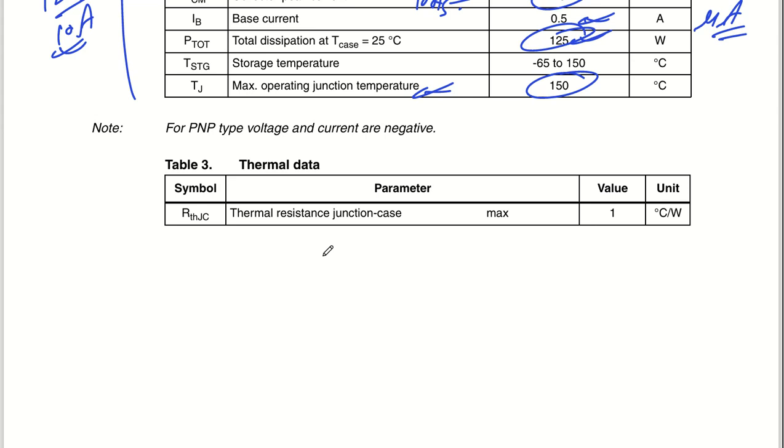Coming back to the thermal resistance, the thermal resistance for this particular device is 1 degree centigrade per watt. It means for each watt of power dissipation across the device, there will be 1 degree centigrade temperature increment. So that's a very good one.